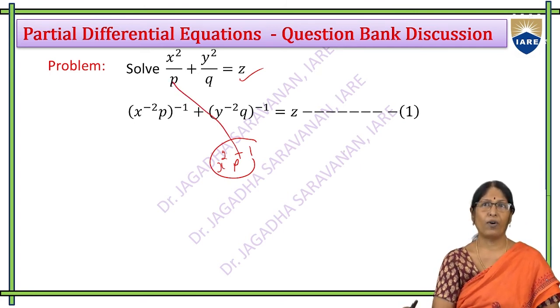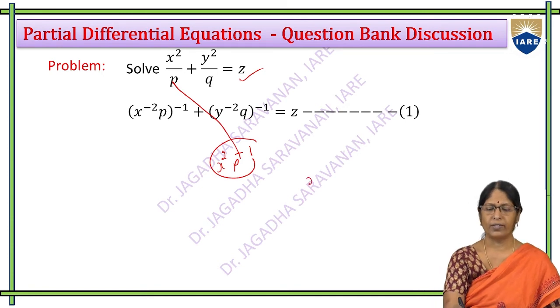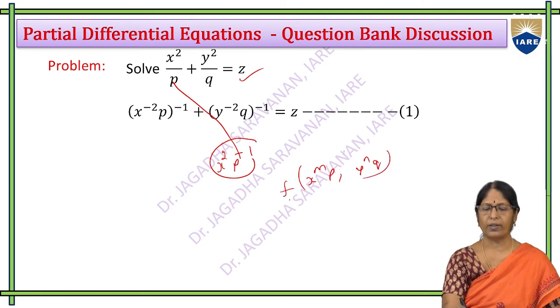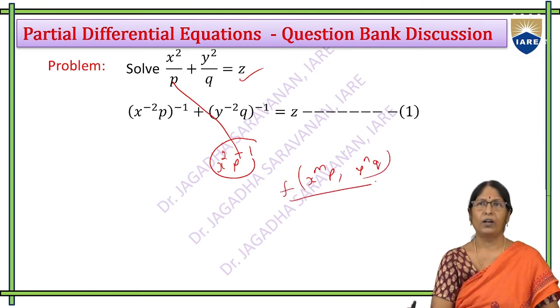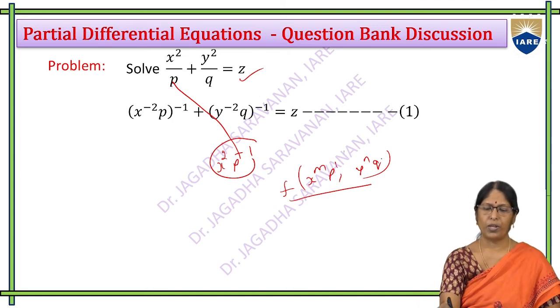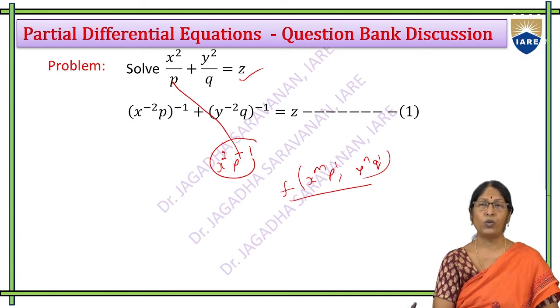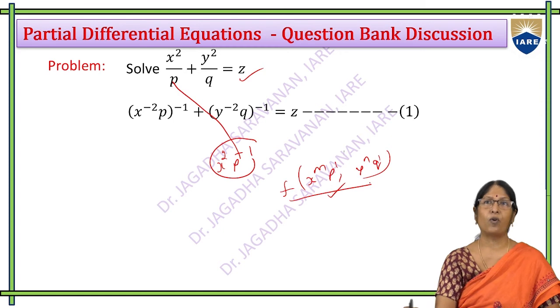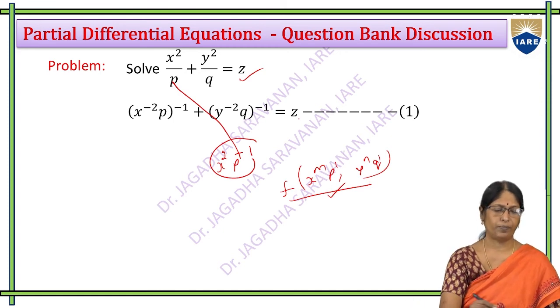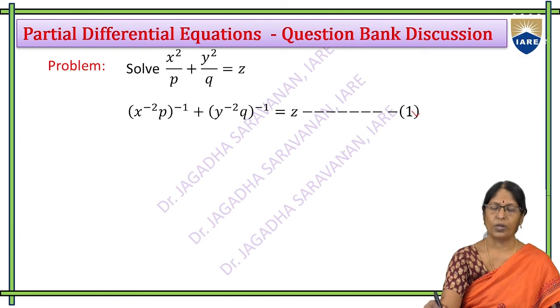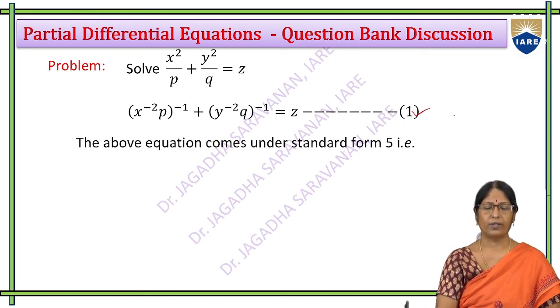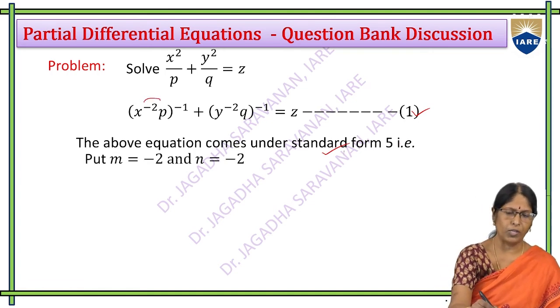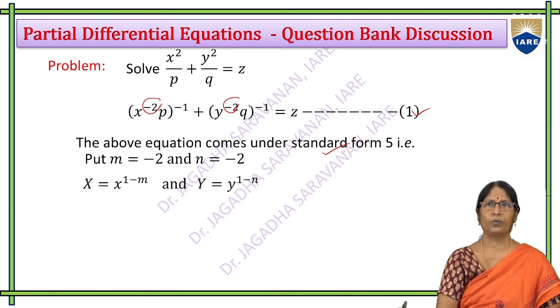But standard form 5 has a format, that is x power mp and y power nq. This is the format, the function to be defined. So for that, p power should be 1, but we are finding p power is minus 1. So we have to modify the equation to get standard form 5. So the equation is formatted. Next, according to standard form 5, here m is playing the role of minus 2.